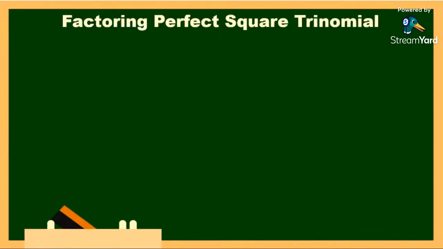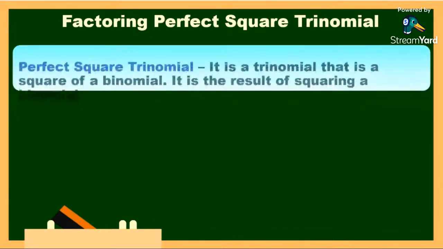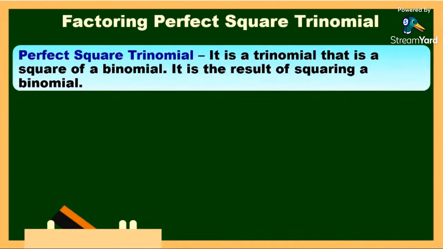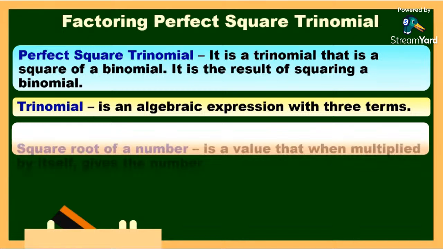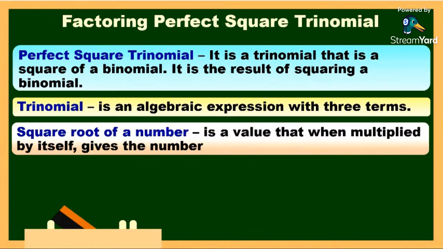Next is factoring perfect square trinomial. When we say perfect square trinomial, it is a trinomial that is a square of a binomial. It is the result of squaring a binomial. And trinomial is an algebraic expression with 3 terms from the word tri, meaning tatlo. So it has 3 terms. And the square root of a number is a value that when multiplied by itself, it gives the number.